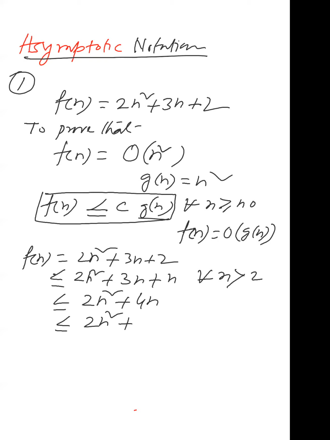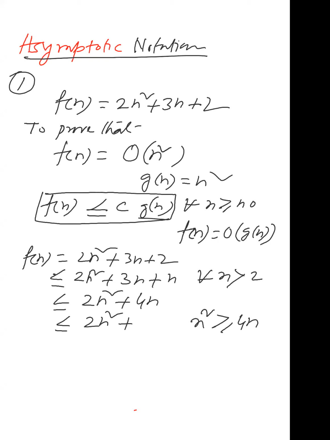So for what value of n square? If I want to replace 4n with n square, for what value is n square greater than or equal to 4n? If n is 2, both are equal: 2 square is 4, and 4n is 8, so for n equal to 2 they are not equal. For n is equal to 3, it is 9 and it is 12.